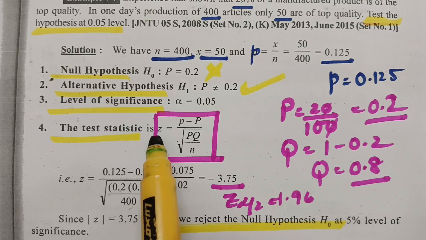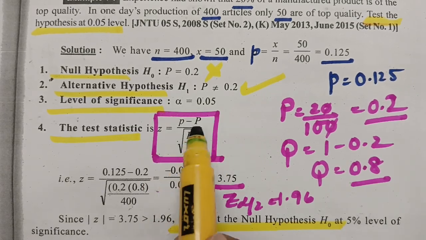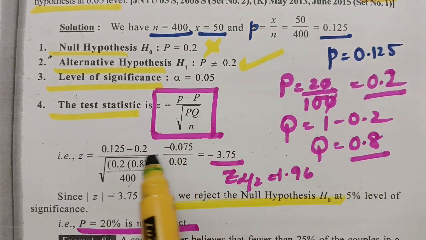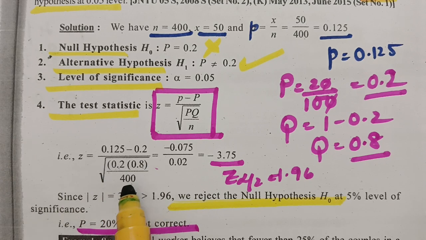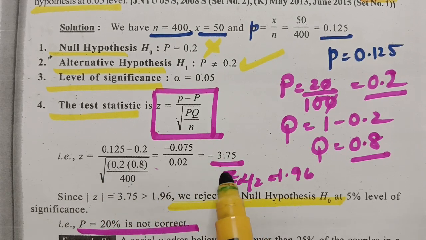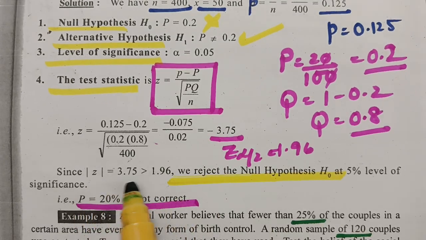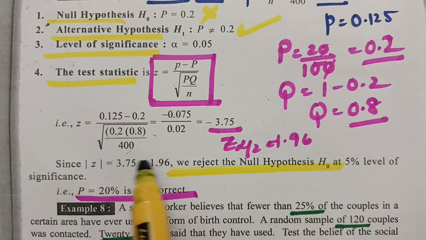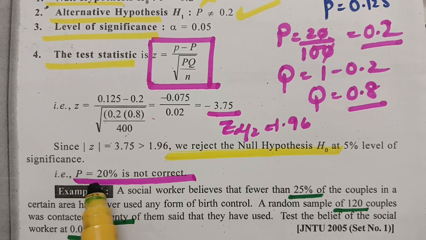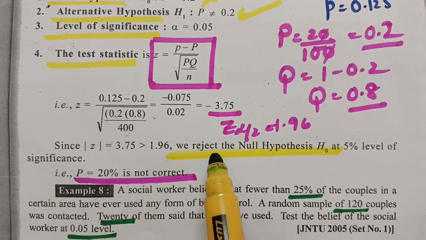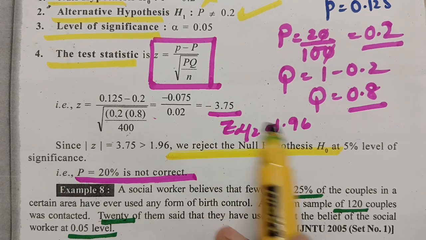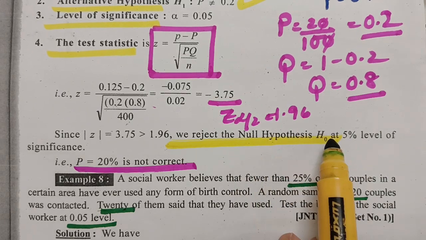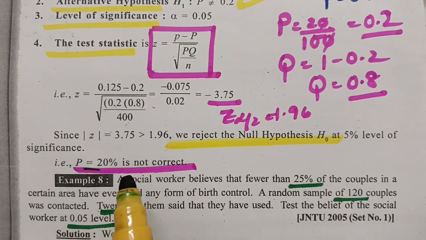Test statistics. The formula Z is equal to small p minus capital P by root over PQ by N. So what is small p here? 0.125 minus P 0.2 by root over 0.2 into 0.8 by 400. The value here is minus 3.75. So if you take modulus and observe with the tabular value at 5% level of significance, it is 1.96. So clearly the calculated value is greater than 1.96, and therefore we reject the null hypothesis, and therefore P is equal to 20% is not correct.